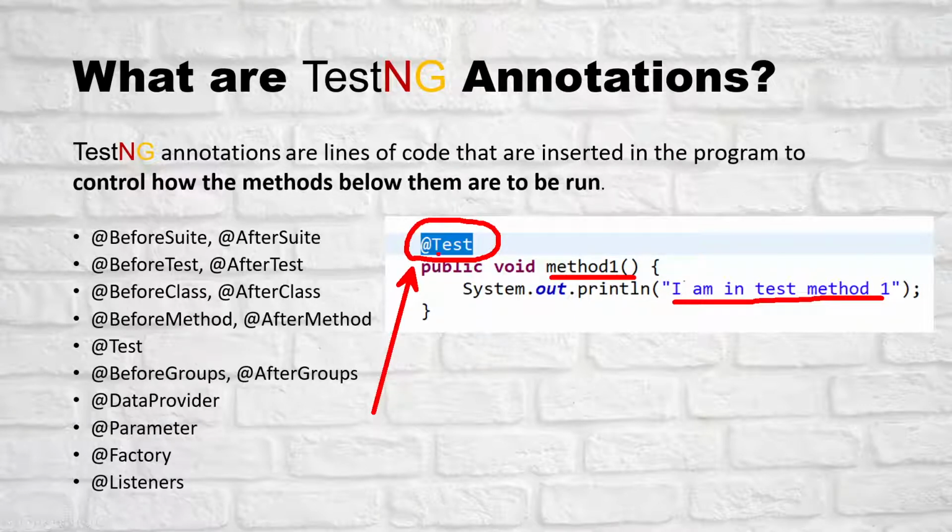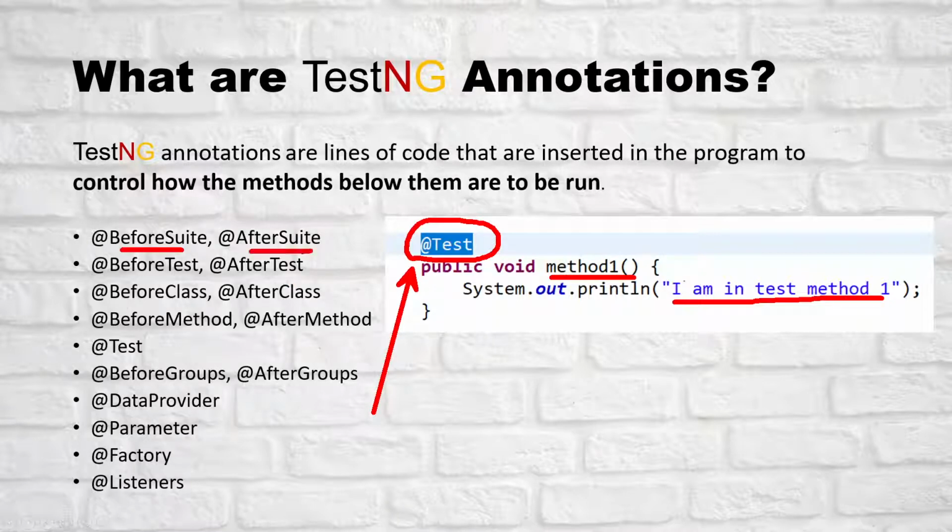Okay, this is what we call annotation, and we add this to a method, and that's the reason why it says method below them, right? So this method is below this annotation. This annotation can be any of these annotations. It depends on what you are trying to achieve. Based on that, you will use these annotations.